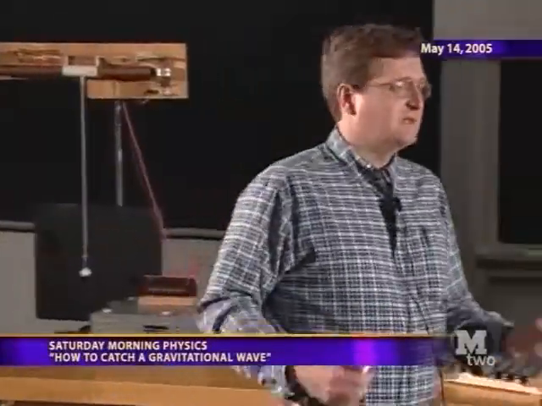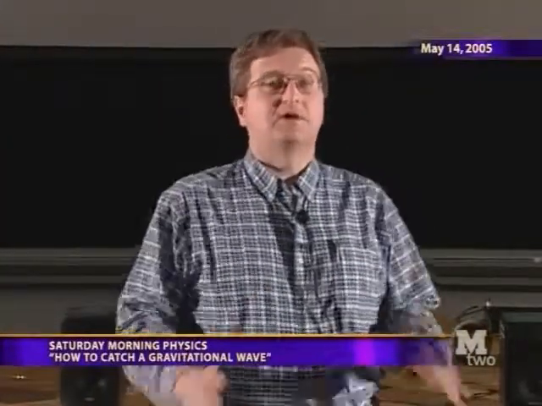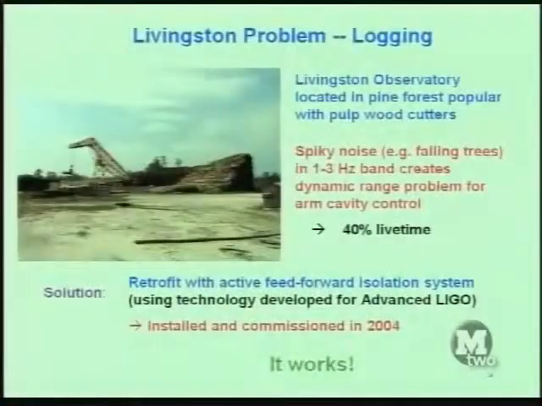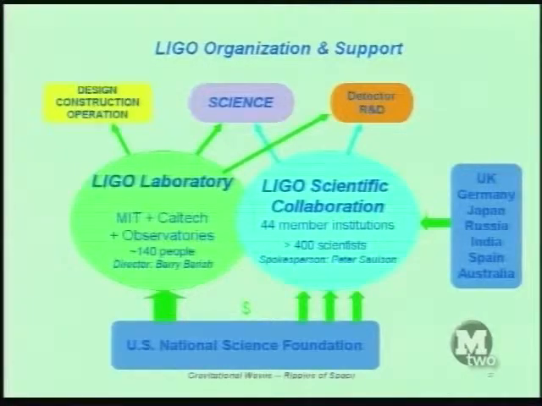The solution to that problem was to retrofit all of our vacuum chambers with what's called an active feed-forward isolation system. Basically, this is a gadget that allows you to sense what's going on the ground, to sense with seismometers and accelerometers the disturbances of the ground, and then to correct for them ahead of time. And it turns out, after installing and commissioning it last year, it worked. It worked beautifully in our last data run. So we're very happy about that.